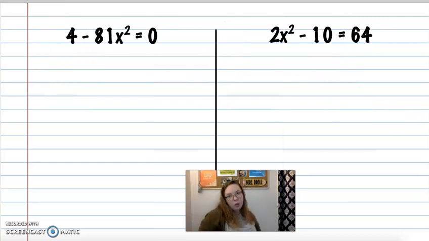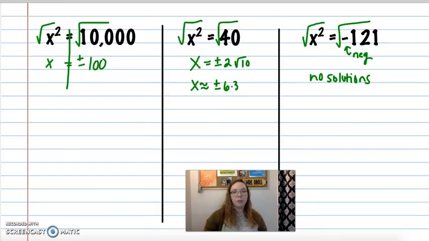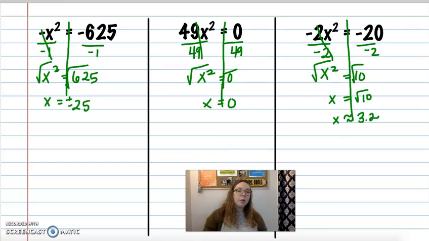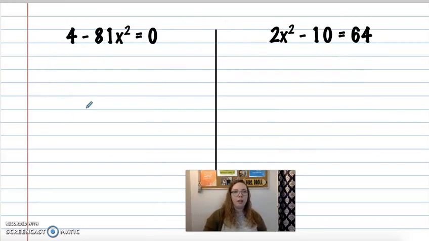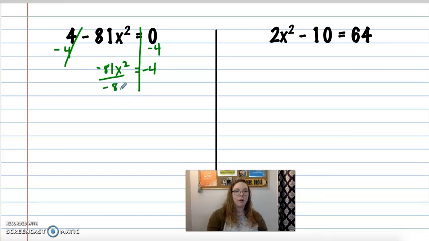Okay, so now we're going to work on some that are a few more steps, because these for the most part were just 1 or 2 steps. Now we'll get into 3 steps it looks like. So first thing I'm going to do here is subtract 4 from both sides. So I have -81 x squared equals -4. Then I'll divide by -81 on both sides. 2 negatives make a positive, so that is now 4 over 81.